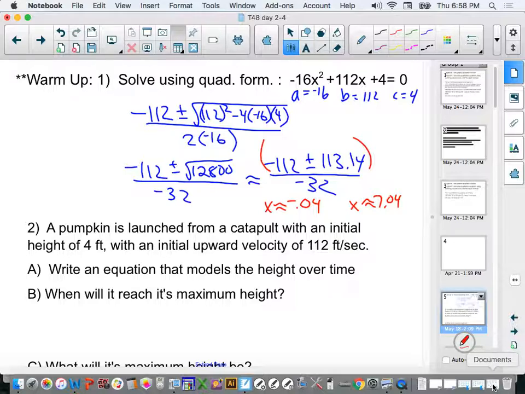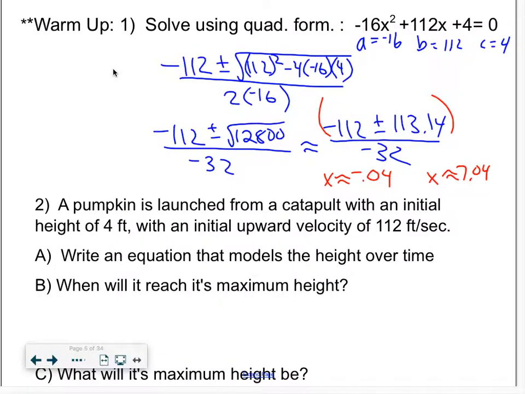If you look at that, you can think of the pumpkin launch problem. This problem relates to that, because if we were to model an equation for the height over time, what we would get for part A is that the height is negative 16 t squared plus 112 t plus 4. The 4 is the initial height, the 112 is the initial velocity, and the negative 16 is there from gravity.